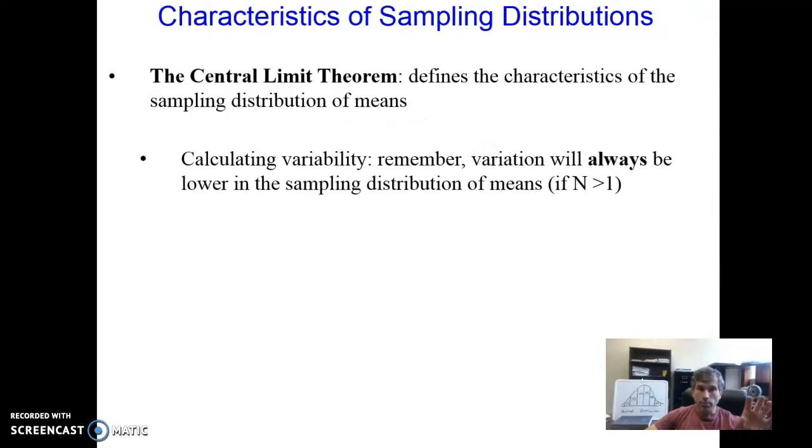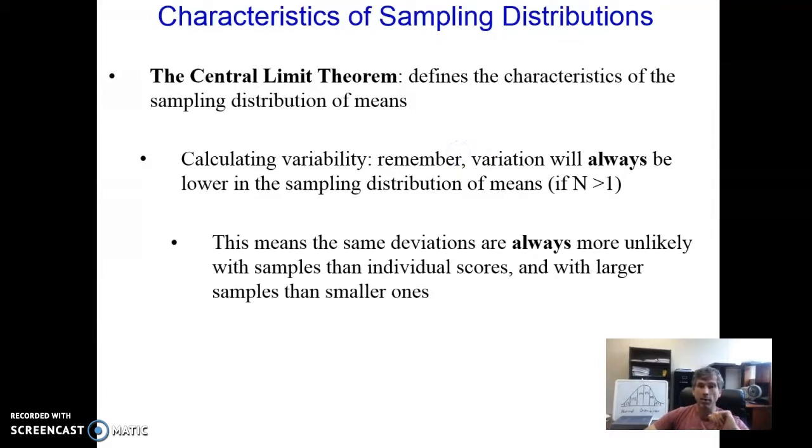So again, your rule of thumb to remember: the more people you measure, the more variability drops, until at the extreme, if you measured everyone in the population, variability would be 0. Your sample mean would be exactly the same as the population mean by definition. So here's what this means in terms of raw score deviations.